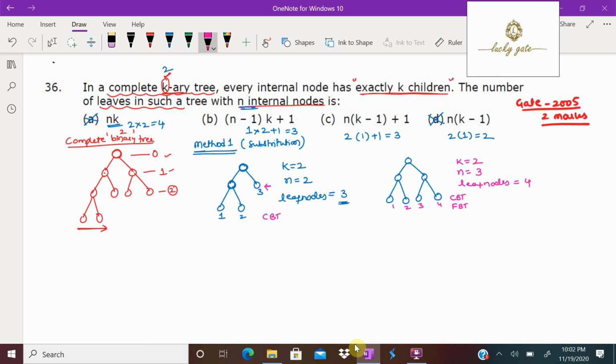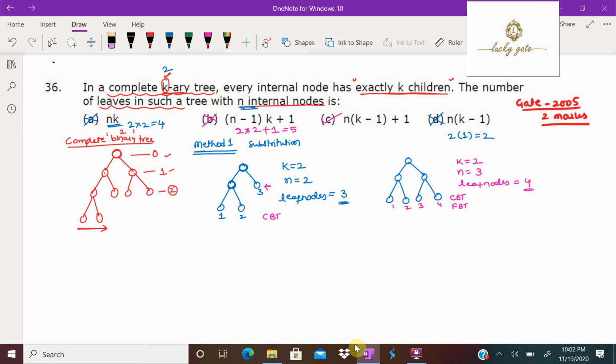Now for the first option B, what is n? I can say here in option B, n is 3. 3 minus 1, 2, into k, 2, plus 1. 2 into 2, 4, plus 1 equals 5 leaf nodes. But how many leaf nodes do we have? 4. So option B is incorrect. What is left is option C. Option C is the correct answer.